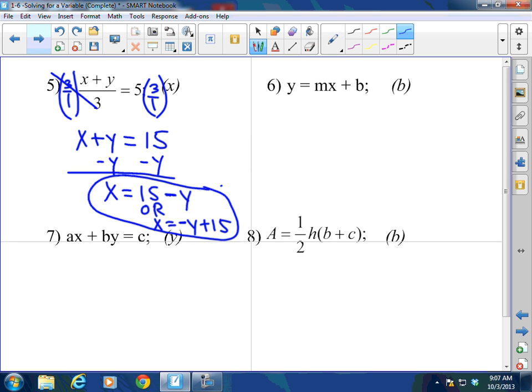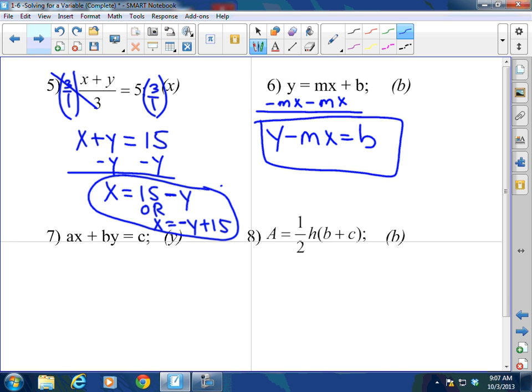Okay, next, number 6. I want to solve for b here. What's happening to the b here? What's being added to the b? mx. So how do I get rid of an addition? That's exactly right. So I'm going to subtract mx to both sides. Can I combine y minus mx? Can I combine that into one unit? No, because they're not like terms. So y minus mx equals b. Done. Does that make sense, gentlemen?